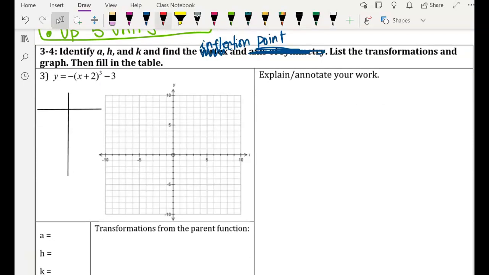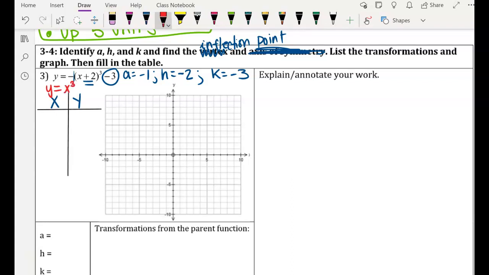So first, list this out. Our A is -1, because if you don't see a number and there's a negative sign, that's a -1. H: this is a +2, so H is -2. This is a -3, so K keeps its sign. So we are going to have our X and Y for the parent. Remember, your parent is always going to be y equals x to the third.